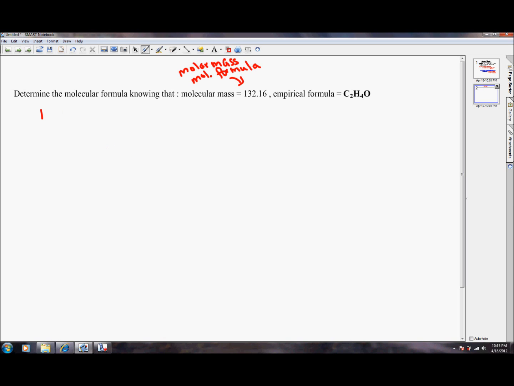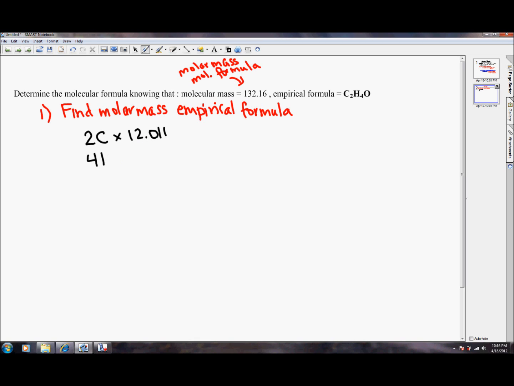Remember, our first step is we're going to find the molar mass of the empirical formula. So you know how to calculate molar mass now. We have 2 carbons. The molar mass of one carbon is 12.011. We have 4 hydrogens in the formula. Molar mass of one hydrogen is 1.0079. And we have 1 oxygen, and the molar mass of oxygen is 15.999.